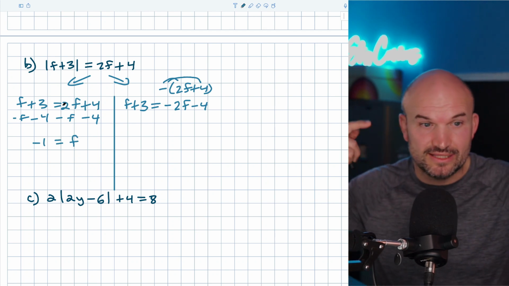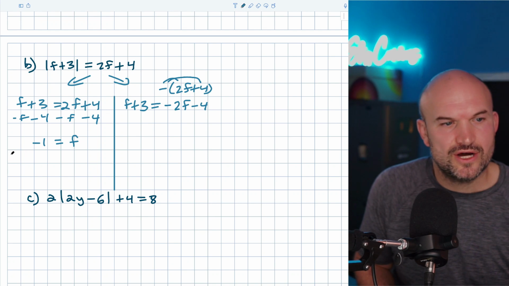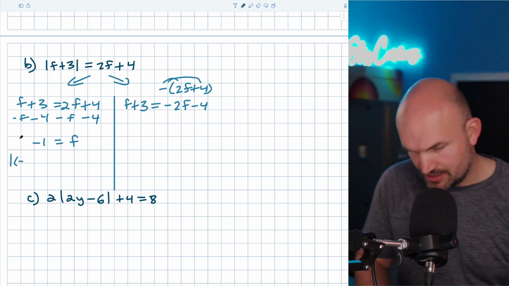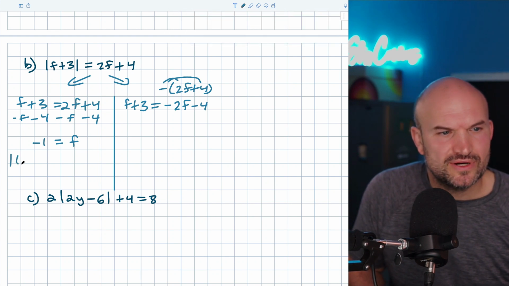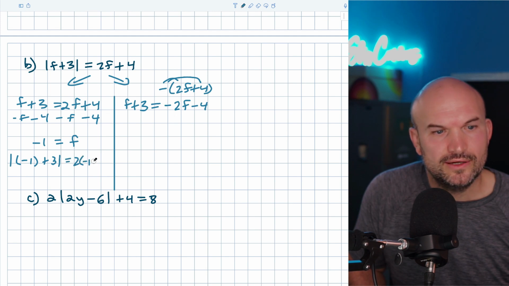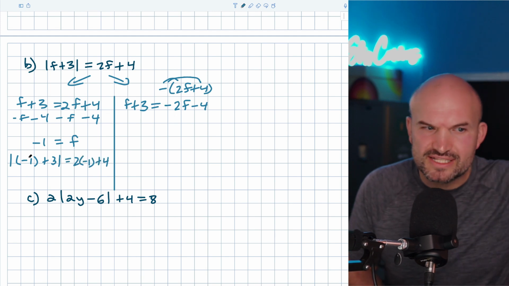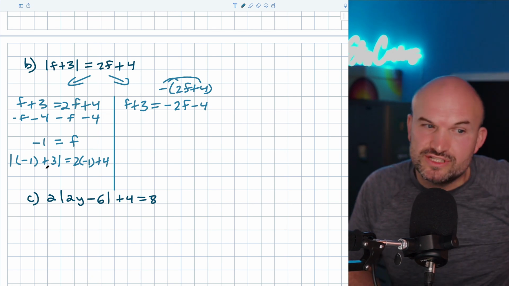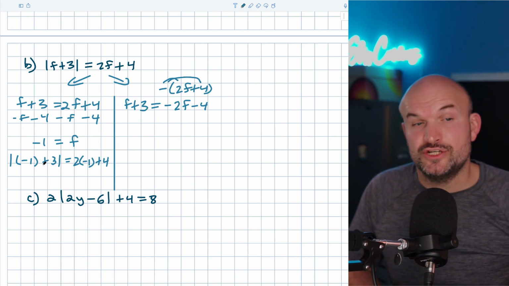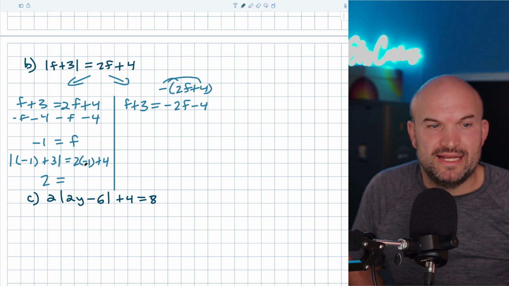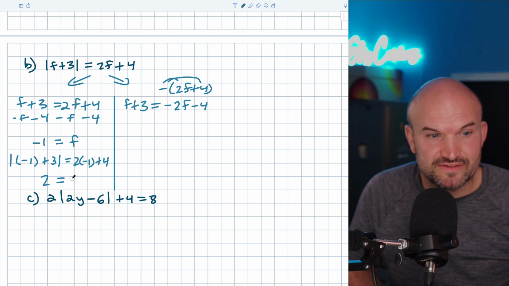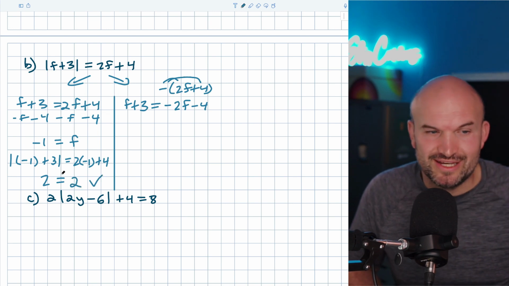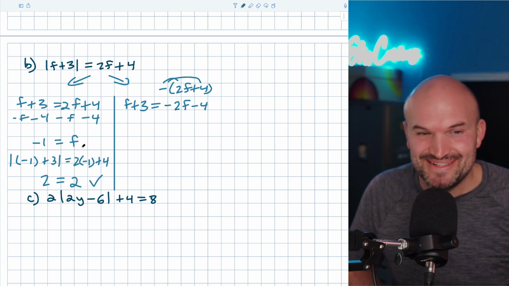Now, again, we can just plug this in. Let's mentally plug this in, right? So absolute value of, let's see, I'm going to use parentheses, negative 1 plus 3 is equal to 2 times negative 1 plus 4. All right, let's see if this works. Negative 1 plus 3 is going to be a 2. Absolute value of 2 is 2. And negative 2 times negative 1 is negative 2. Negative 2 plus 4 is a positive 2. So you can see how this one works out. So we're good to go, even though I wrote my 2's completely different. Didn't mean to do that.